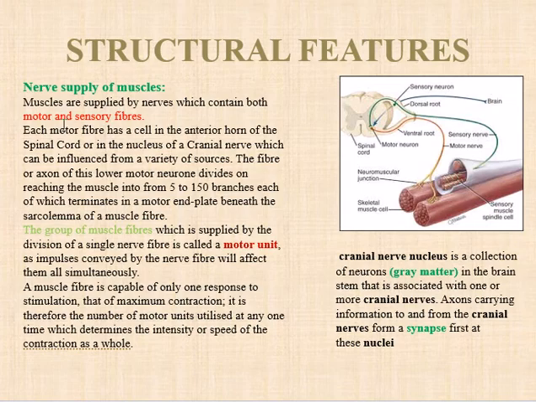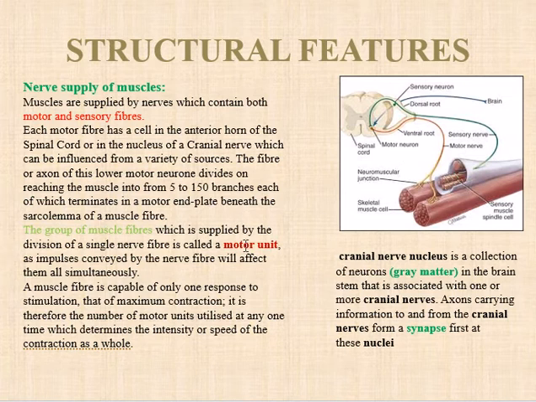Nerve supply of the muscles. Muscles are supplied by nerves which contain both motor and sensory fibers. Each motor fiber has a cell in the anterior horn of the spinal cord or the nucleus of a cranial nerve, which can be influenced from a variety of sources. The axon of this lower motor neuron divides on reaching the muscle into from 5 to 150 branches. Each of them terminates in a motor end plate beneath the sarcolemma of a muscle fiber.